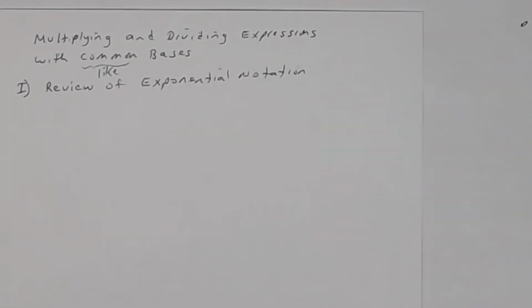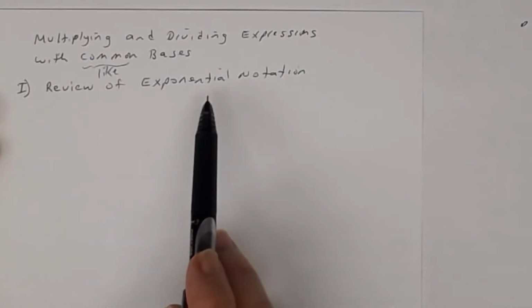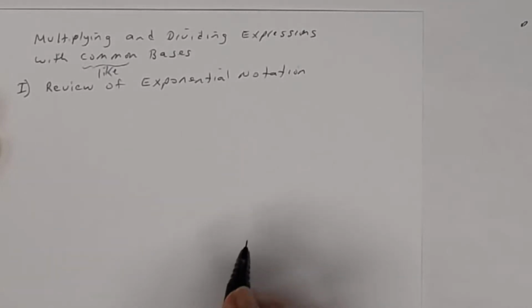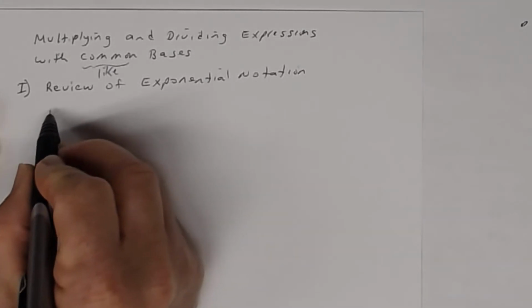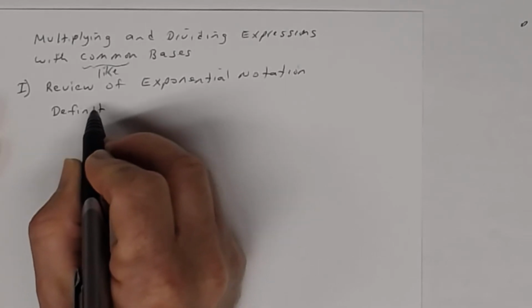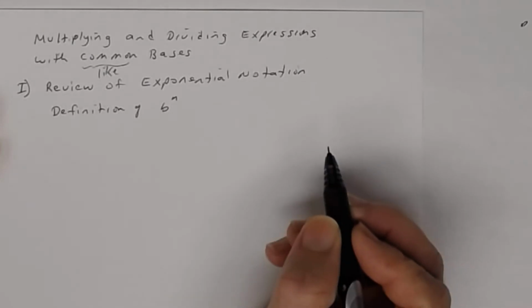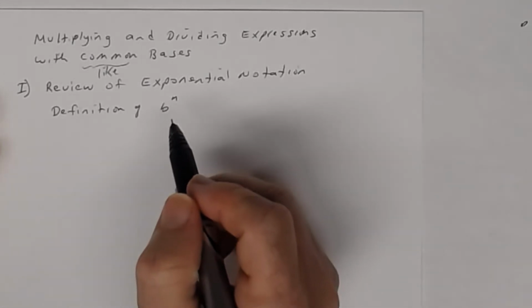One thing that's important in order for you to successfully understand every part of this lesson is that you need to remember something about exponential notation. So let's recall the definition of b to the n.